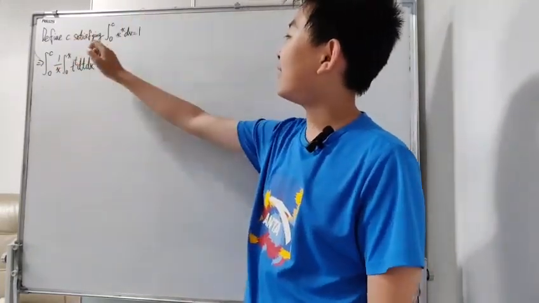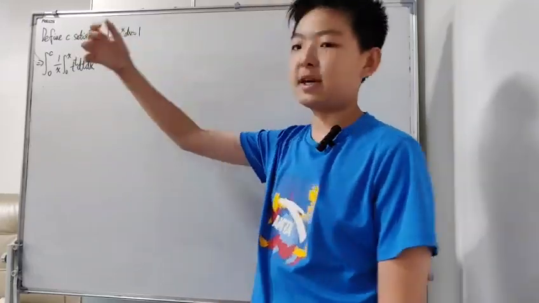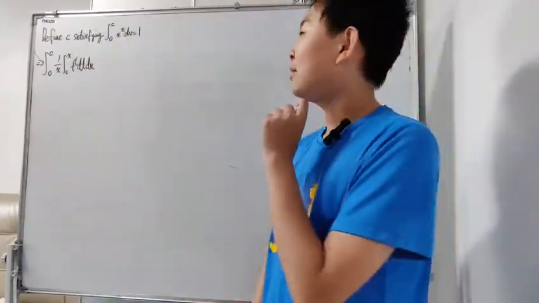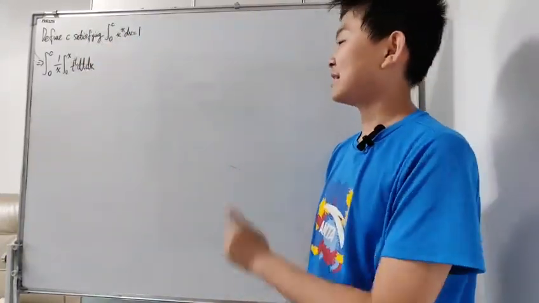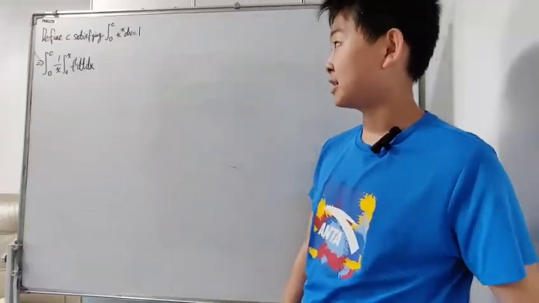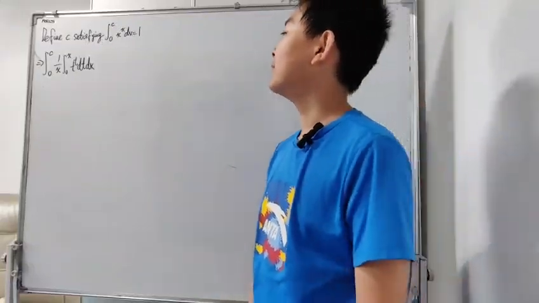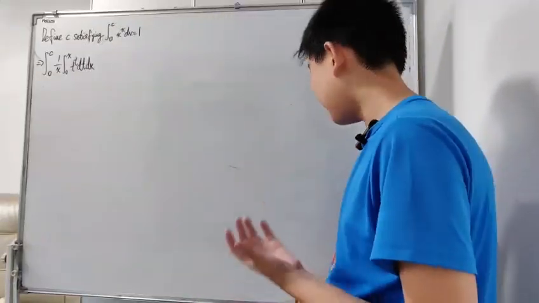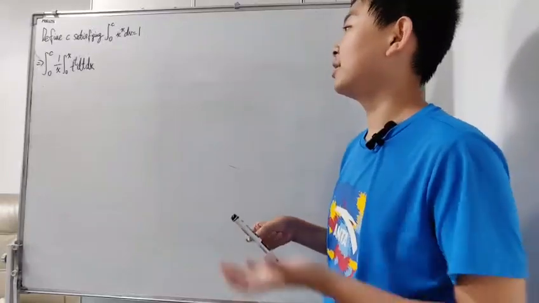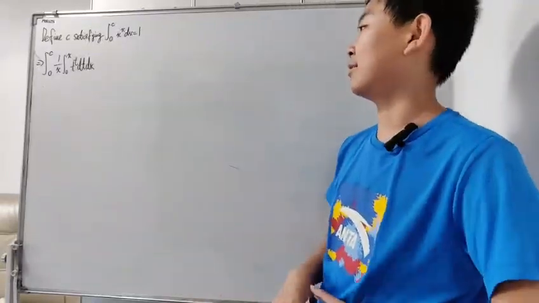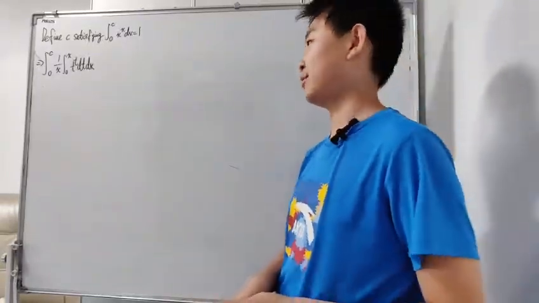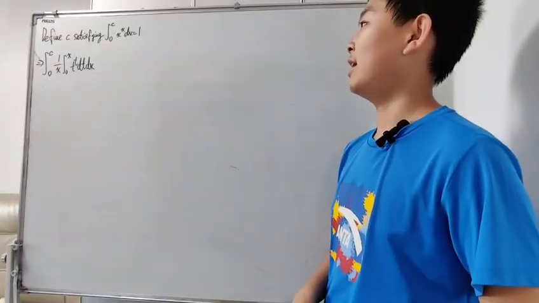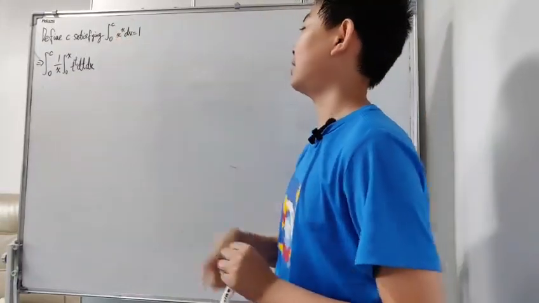c satisfies the integral from 0 to c of x to the x is equal to 1. Now, the question of whether or not c can be expressed as a closed form, I don't think so. But we have set the definition, and now we're going to evaluate this integral. And I think it's actually quite a cool result, and this fact definitely helps it.